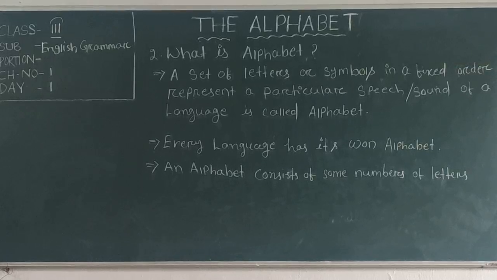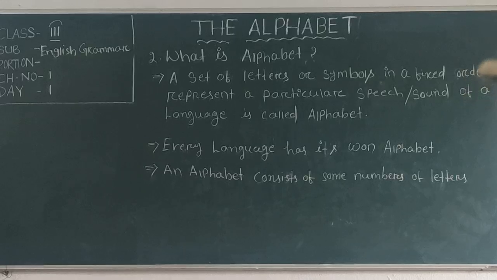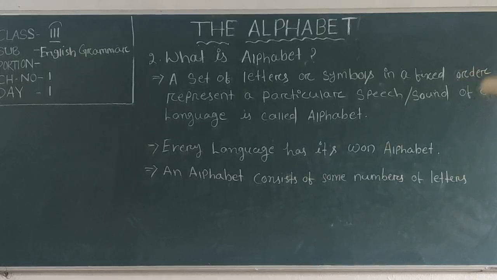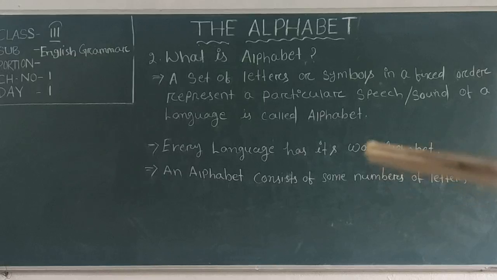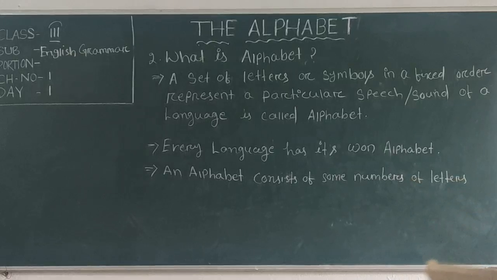Once again, I repeat this. A set of letters or symbols in a fixed order representing a particular speech or sound of a language is called alphabet. We know that every language has its own alphabet. An alphabet consists of a number of letters. Like that, the English alphabet also has 26 letters.